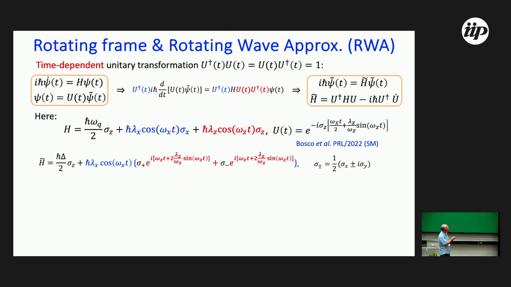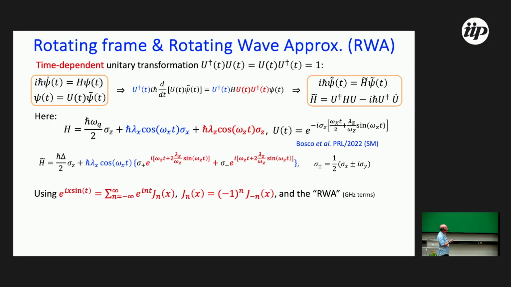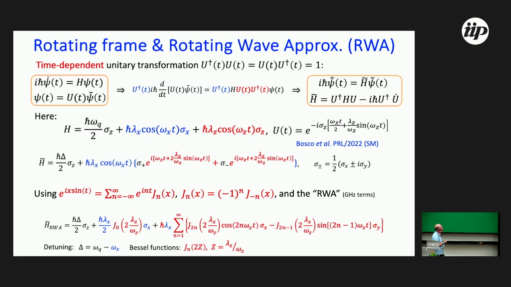So again, we can do the same story, but now it's more complicated. This is the kind of unitary transformation you have to consider. And then you do basically what I did. This was done before in some other paper by Bosco. And then you use one of those equalities that we all learned somewhere, or at some point, maybe. So you can express that complicated Hamiltonian like this.